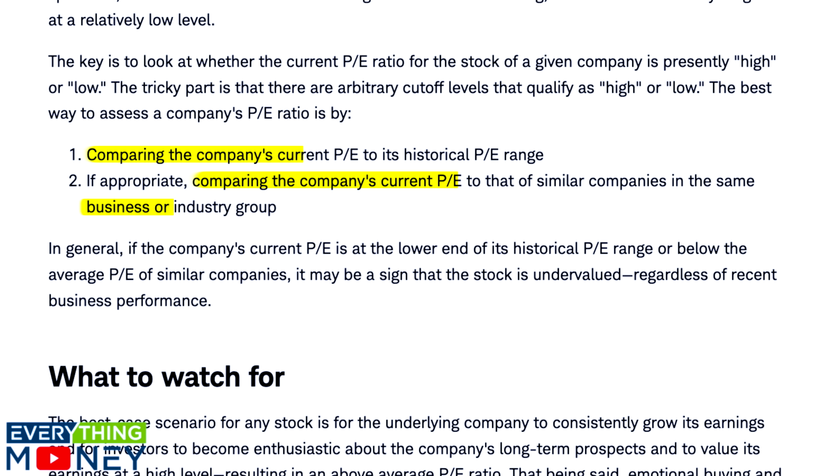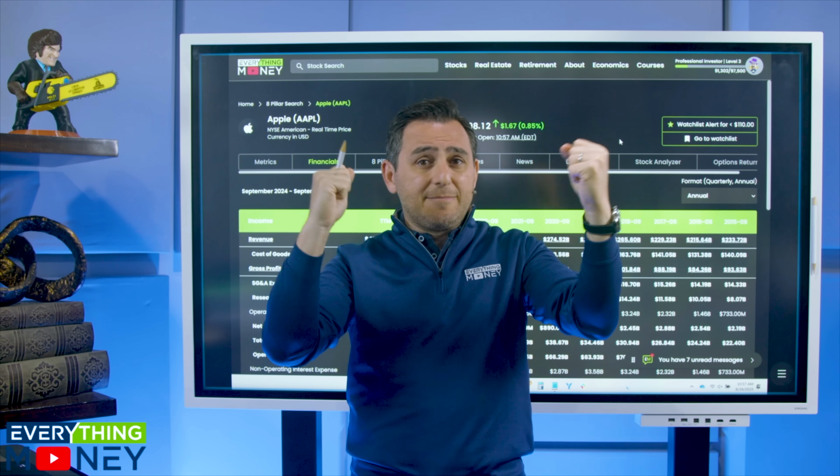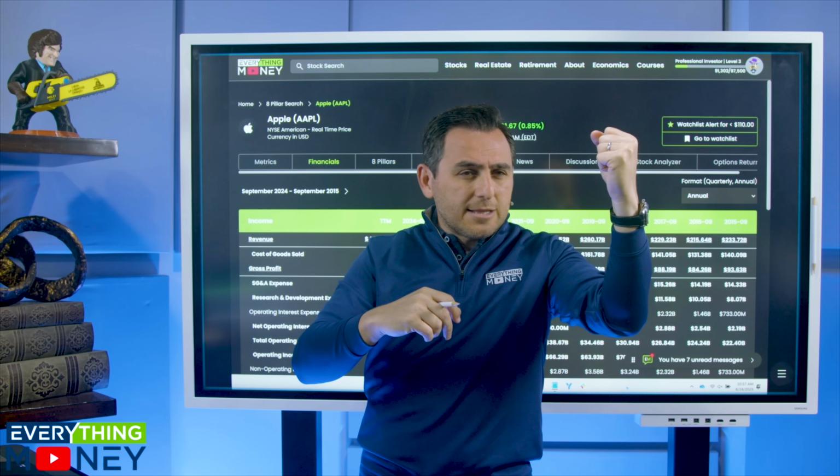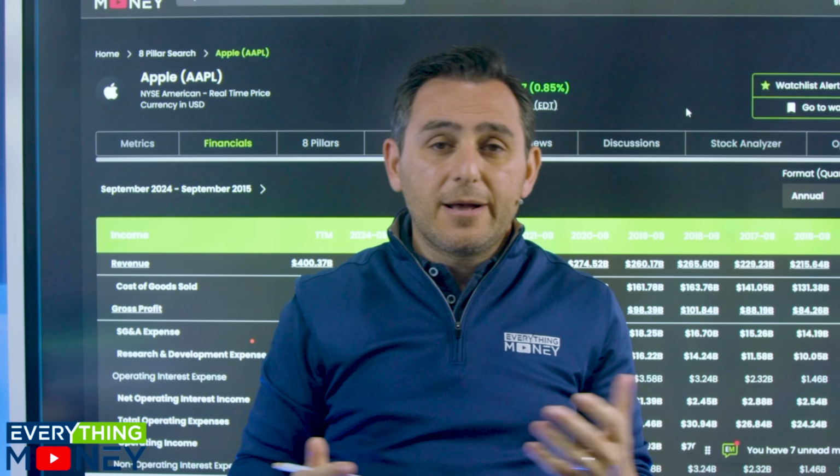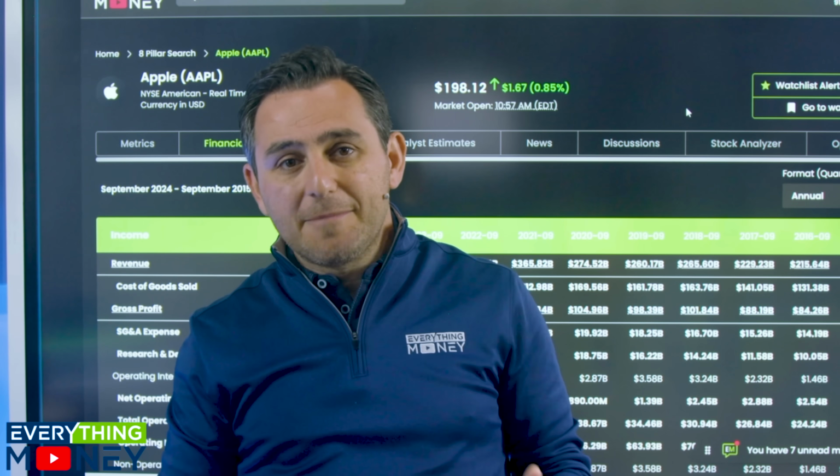Okay. Now, it's great for comparison. You can look at two companies in the same industry, the exact same companies, and say, okay, this one's selling for this PE, this one's selling for this PE. Which one's a better deal? Well, there's more to it than just that. That's the big key here.